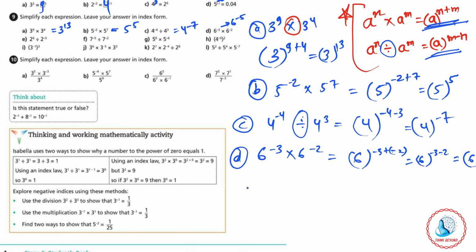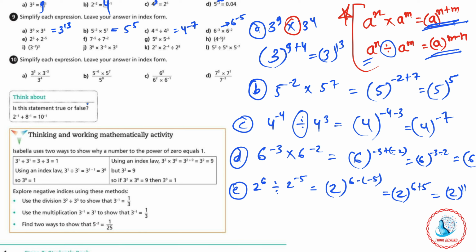Now for question number E, 2 raised to power 6 divided by 2 raised to power minus 5. Second formula is going to be used here. So 2 raised to power 6, division is minus, minus 5. For the division it's minus and minus is already there. So minus minus is plus. So 6 plus 5, which is going to be 2 raised to power 11.